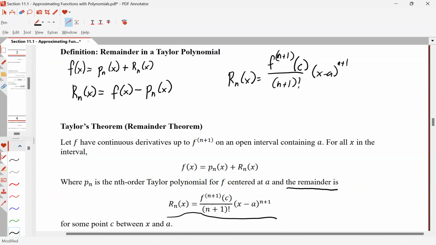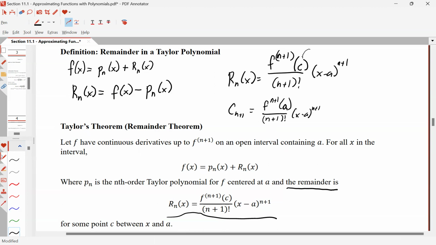What this looks like is the coefficient. The n+1 coefficient would be f to the n+1 at a over n+1 factorial times x minus a to the n+1. That would be the coefficient. The remainder looks very similar.